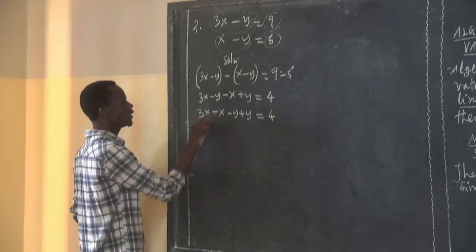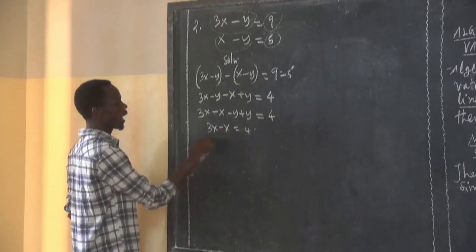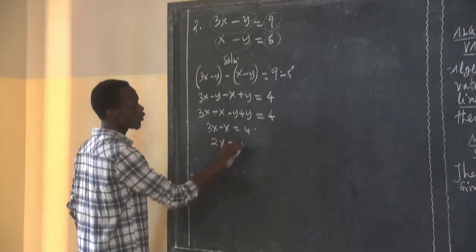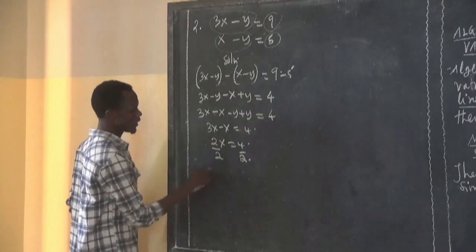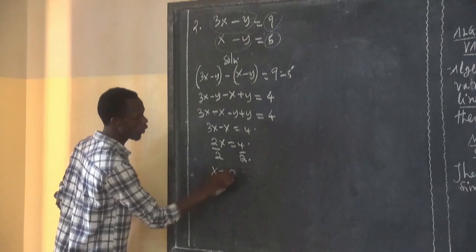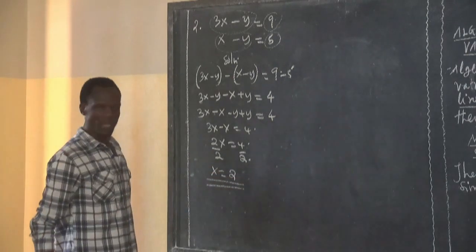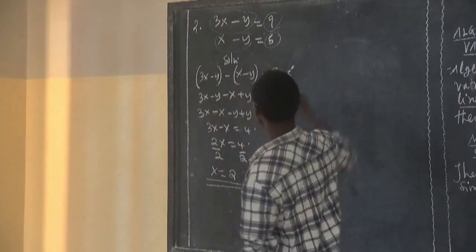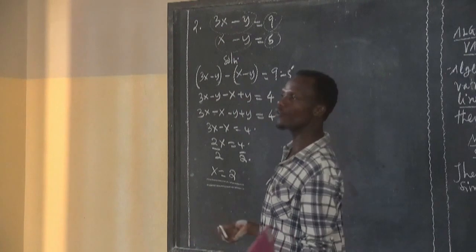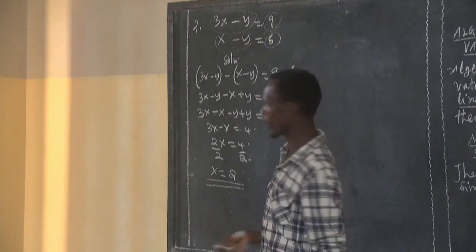Now you have 3x minus x is equal to 4. Now you have 2x is equal to 4. Now you divide by 2. Now x is equal to 2. Now after you have got the value of x, what next? You choose one of the equations. Now you choose the one that you think makes it possible for you to get a correct answer in a short way.